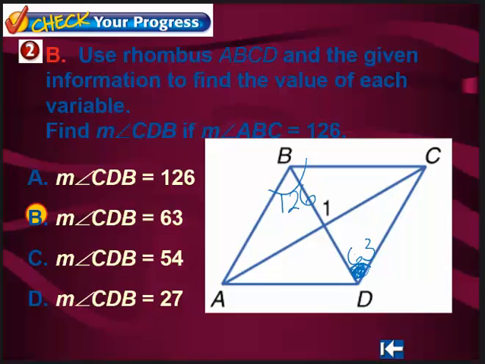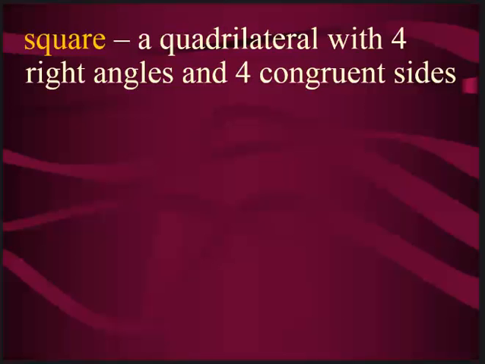Okay? Now, that's the rhombus. On to the next shape, which is the square. A square is a quadrilateral, just like the rhombus was, and it has 4 congruent sides, just like the rhombus did. But it also has 4 right angles, like a rectangle. So a square is like putting a rhombus and a rectangle together.